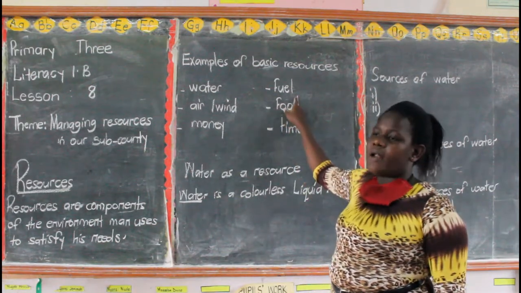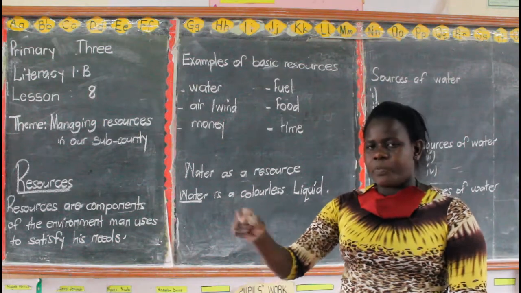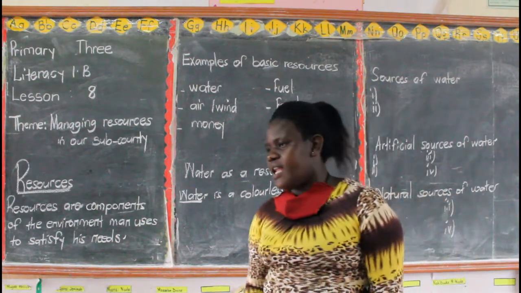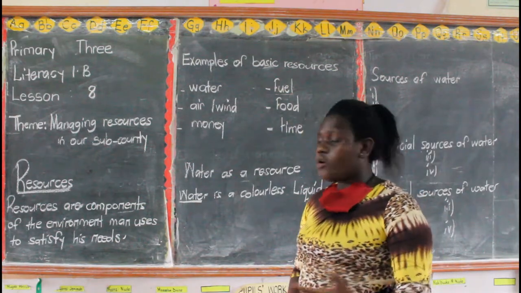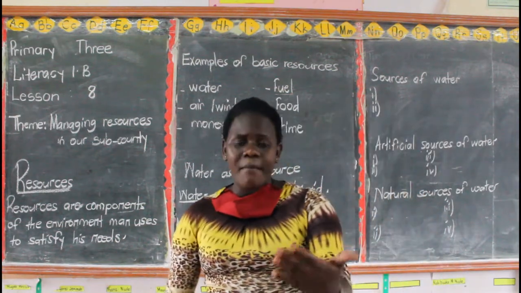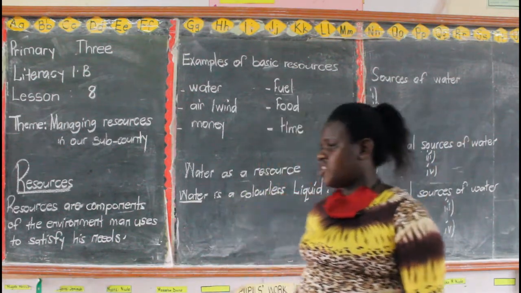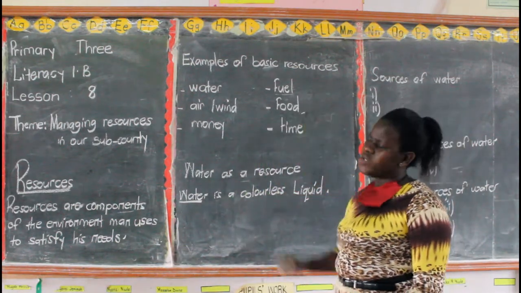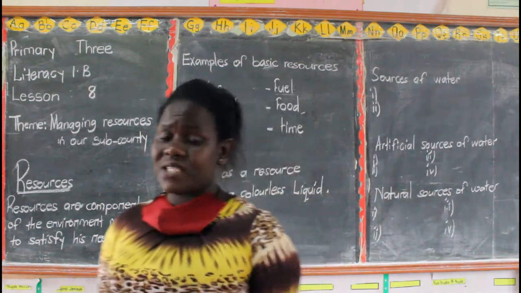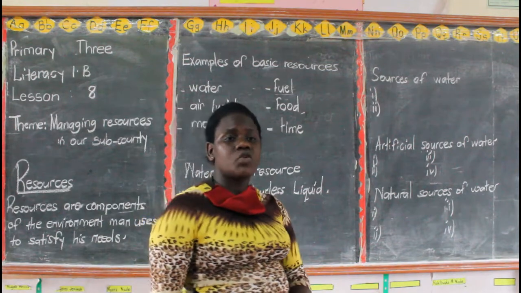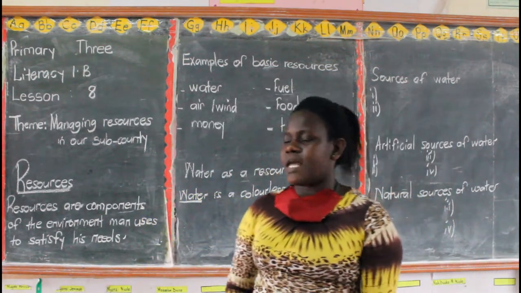We have fuel. Fuel is a material that is burnt to produce heat or lighting energy. That is fuel. Then we have what we call food as a basic resource. What is food? Something good to eat or drink. Something good to eat or drink is food.